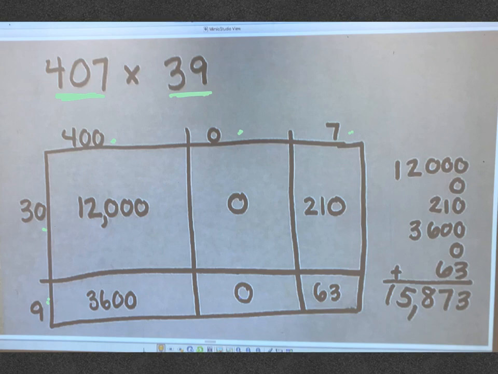So 400 times 30 would be 12,000. 400 times 9 would be 3,600. 0 times 30 would be 0. 0 times 9 would also be 0. 7 times 30 would be 210. And then 7 times 9 would be 63. And then you would add all of this up to get your final answer.